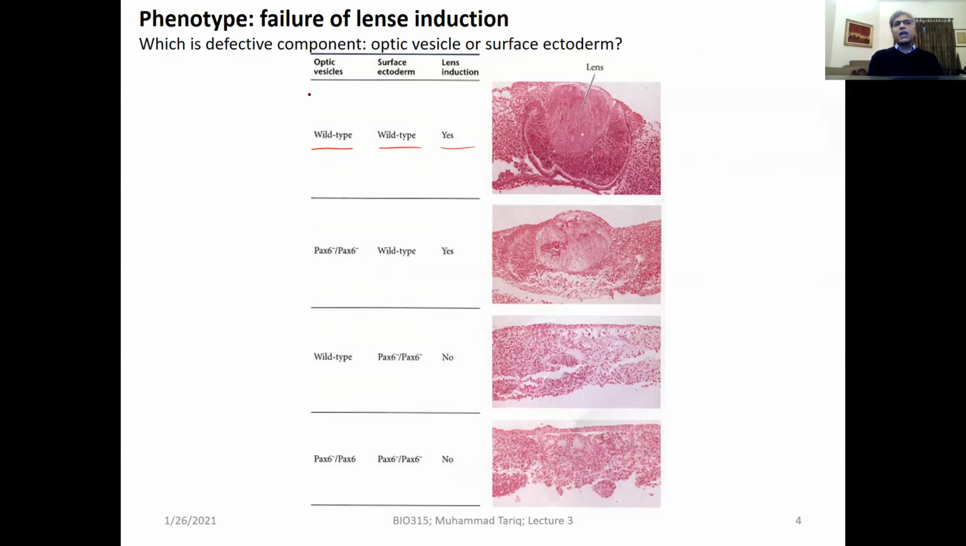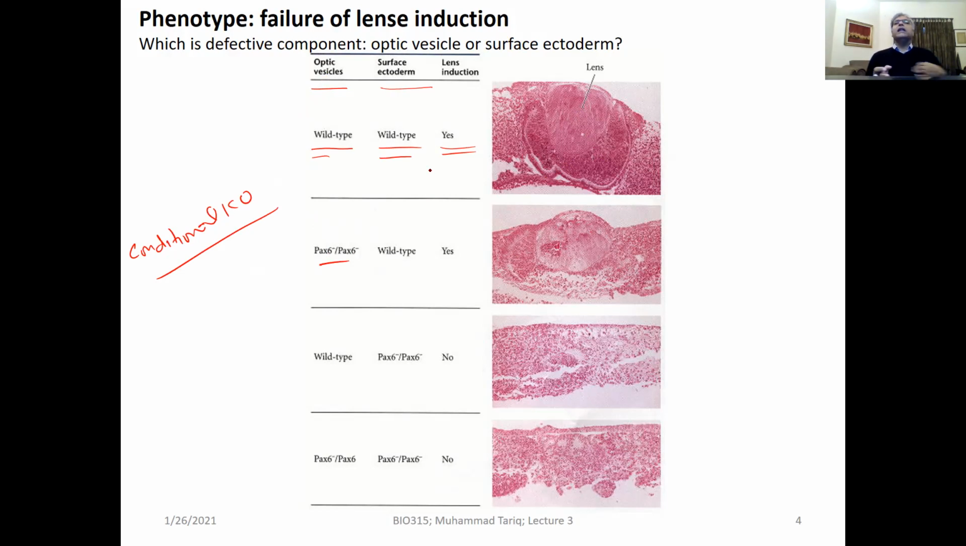So what you have is optic vesicle cells and surface ectoderm, both wild type, and you have lens induction. Okay, this is lens induction taking place. Now you generate a deletion of PAX6 specifically in the optic vesicle, and we call such knockouts conditional knockouts. Conditional knockouts are when you are knocking out a gene in a specific tissue or cell type.